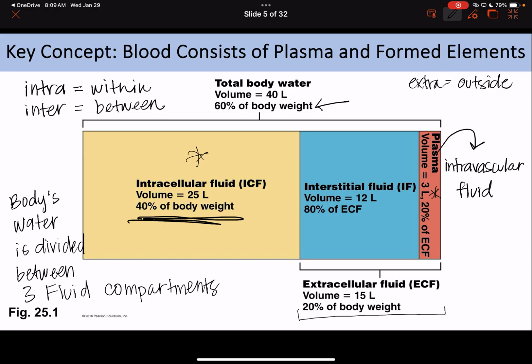Okay, is everybody okay with those 3 fluid compartments? Okay. Anybody still need these notes up? Okay. Okay, everybody good here now? Okay.